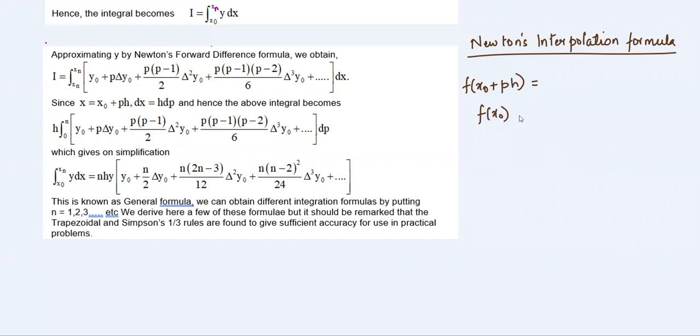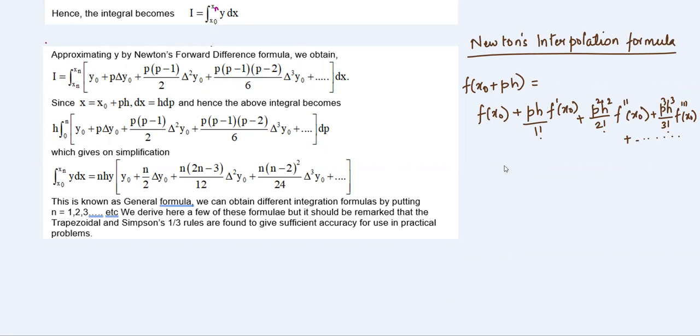f of x naught plus ph into f dash x naught by 1 factorial, and p square h square by 2 factorial into f double dash x naught, plus p cube h cube by 3 factorial, f triple dash x naught, and so on.